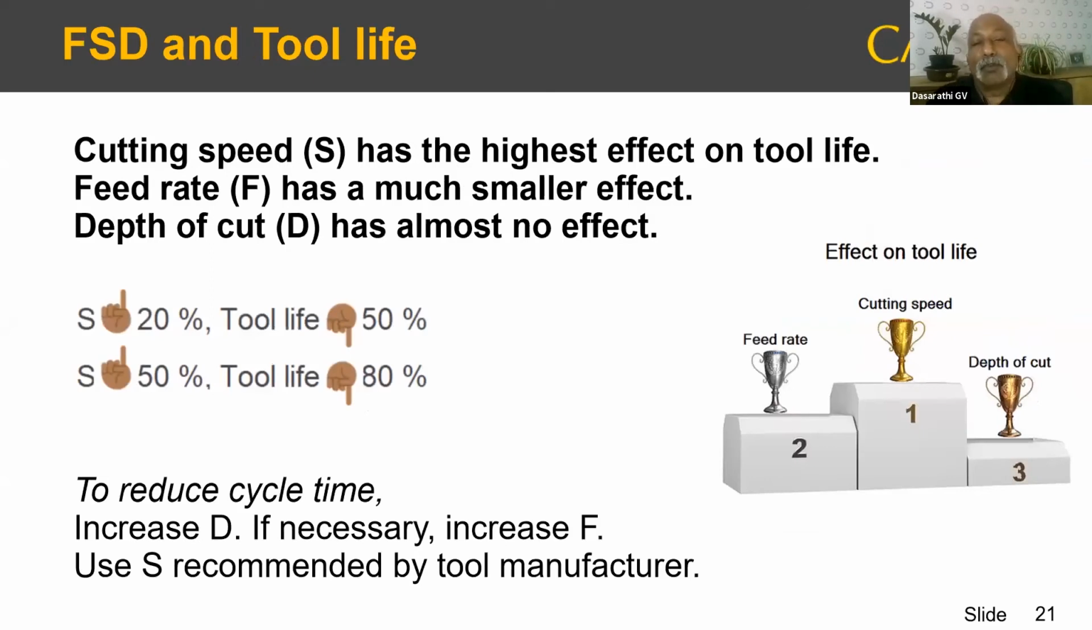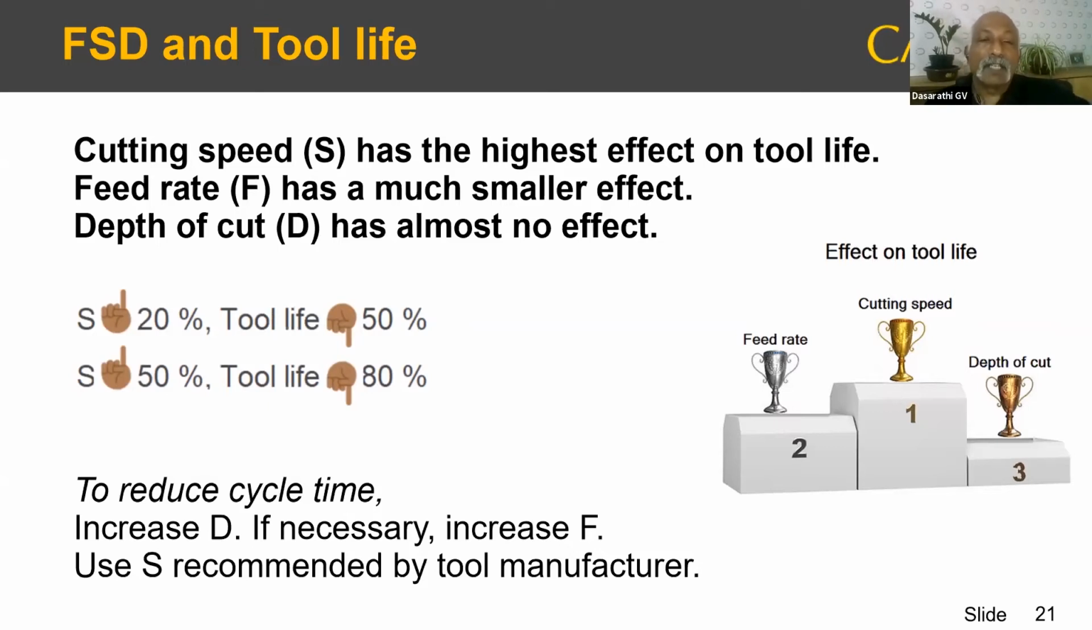Another rule for reducing your cycle time and improving your spindle power utilization concerns the cutting speed. Just remember these three things, right? Cutting speed has the highest effect on tool life. If I increase the cutting speed by 20%, tool life goes down by 50%, half the tool life. If I increase the cutting speed by 50%, tool life goes down by 80%. So it's not a proportionate effect. The cutting speed has the highest effect on tool life. Do not increase the cutting speed unnecessarily.